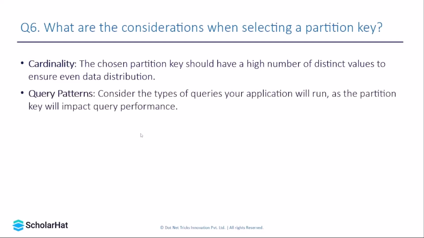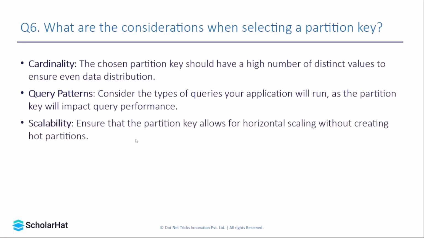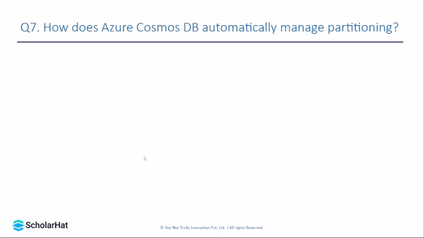The second is query pattern. We should also look at the query pattern, like what exactly we are querying in Cosmos DB, before creating partitions. If we create a partition based on query pattern, then we'll get the desired performance from a Cosmos DB dataset. The third is scalability. We should also take this into consideration whenever we choose a partition key in Cosmos DB. It ensures that the partition key allows for horizontal scaling without creating any hot partitions.